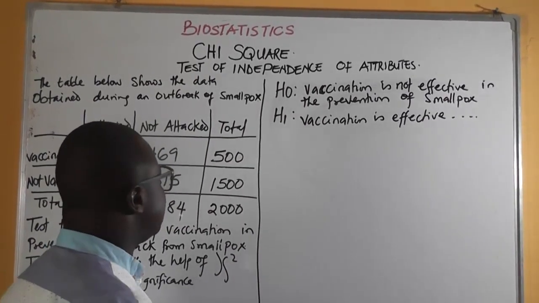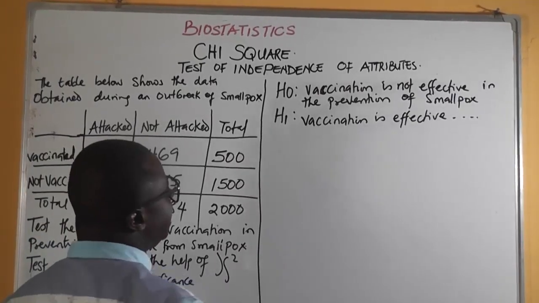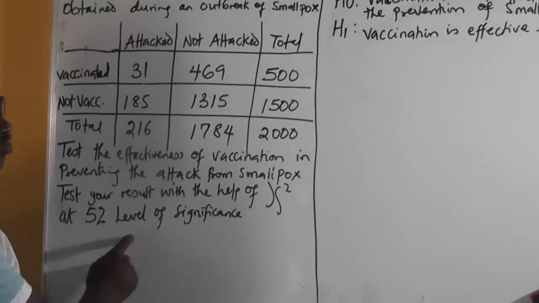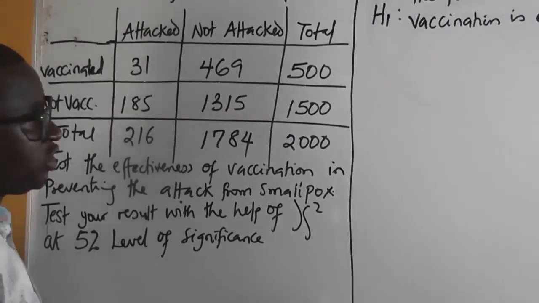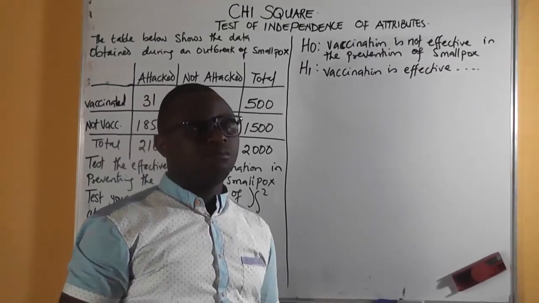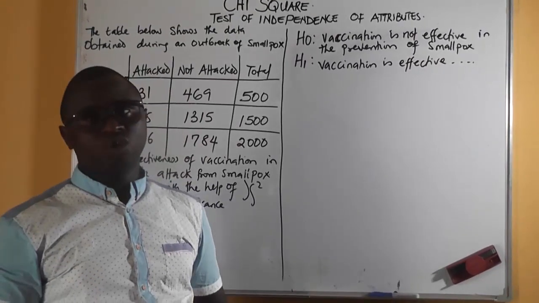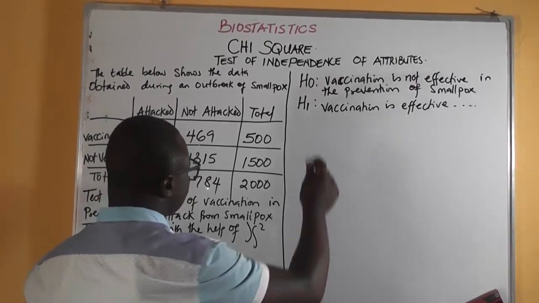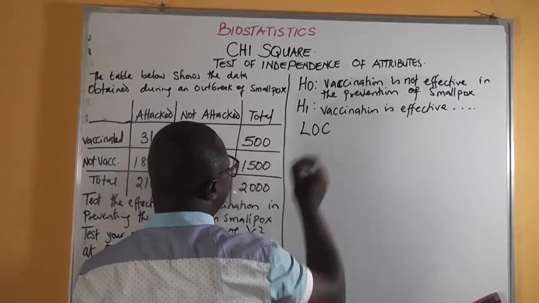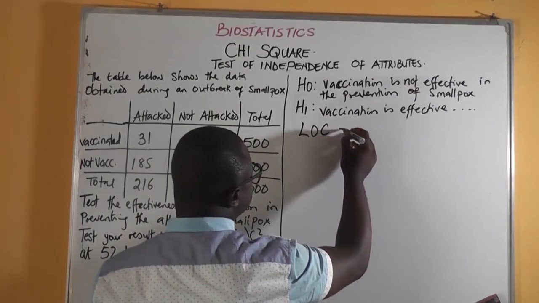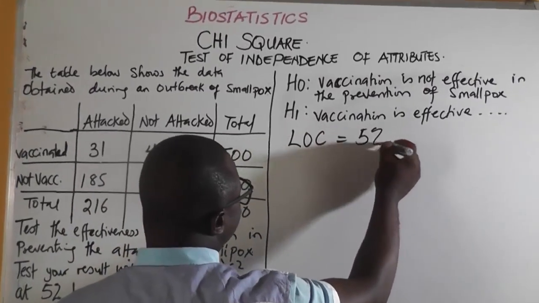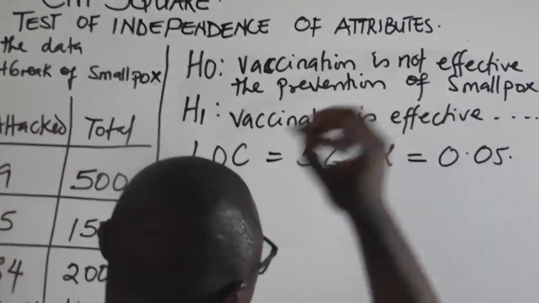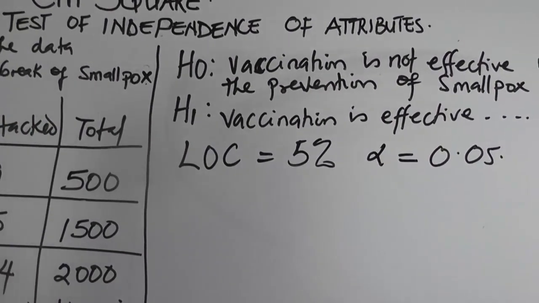The second step is that we state the level of significance. And from the question, the level of significance was actually given, which is 5%. But in questions where the level of significance is not given, you can just go ahead and use 5% level of significance. So our level of significance, LOS, is 5%, which is equivalent to an alpha value of 0.05.